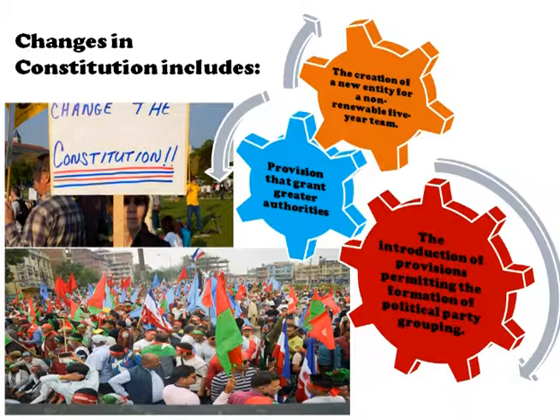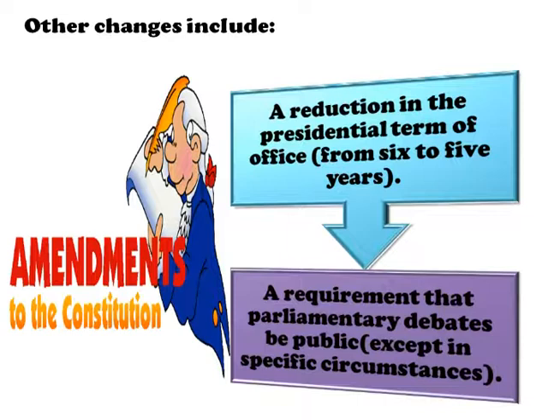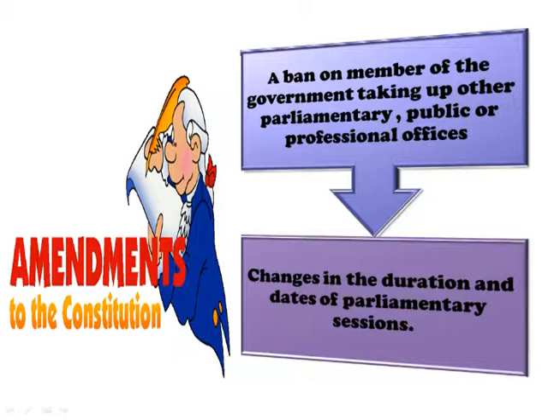Other changes include a reduction in the presidential term of office from 6 to 5 years and an age limit of 75 years for presidential candidates, a requirement that parliamentary debates be published and recorded in the official journal except in specific circumstances, a ban on members of the government taking up parliamentary, public or professional offices, and changes in the duration and date of parliamentary sessions.